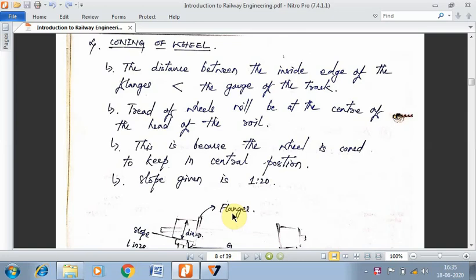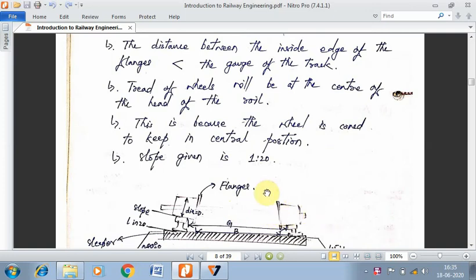So in this video we shall be discussing the next phenomenon, which is called coning of wheel. Now before we begin with the discussion on coning of wheel, you need to understand the basic structures, or basic components, that are involved in a wheel section.